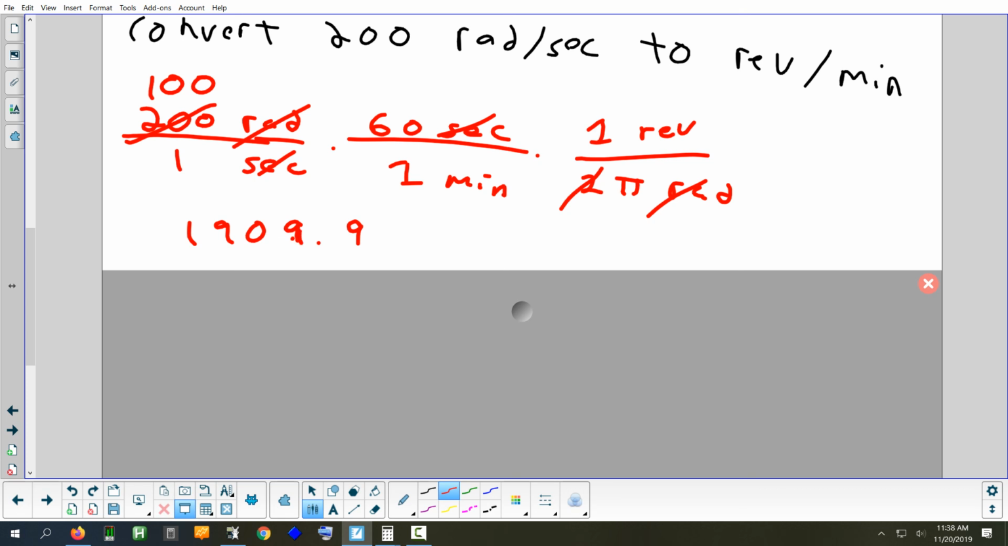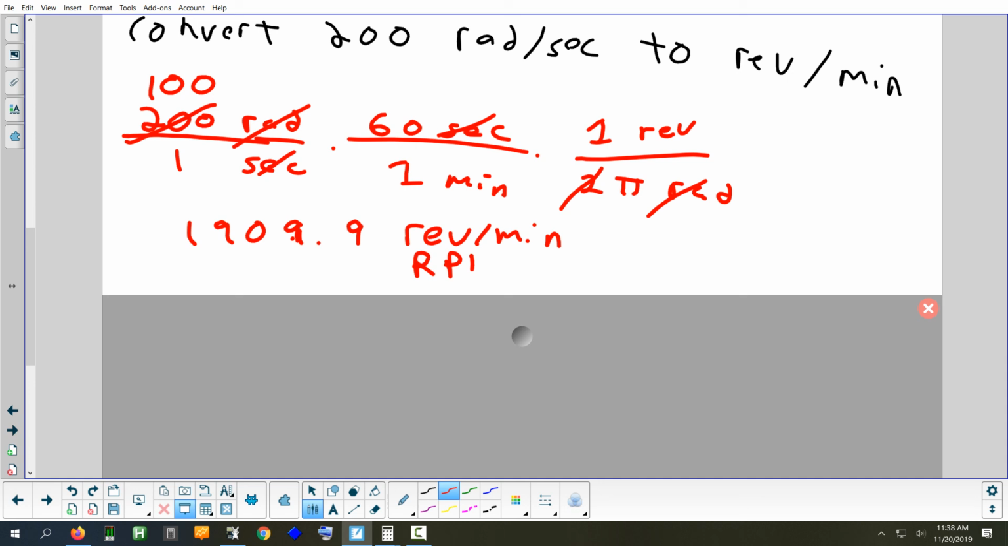Now, revolutions per minute is kind of a common one, so you can do this, or you can write RPM. RPM does not stand for anything other than revolutions per minute. So if you ask somebody, what's RPM? If you look it up, that's what it'll say. Same thing with miles per hour. That's a common one. So if you put MPH, that's okay.